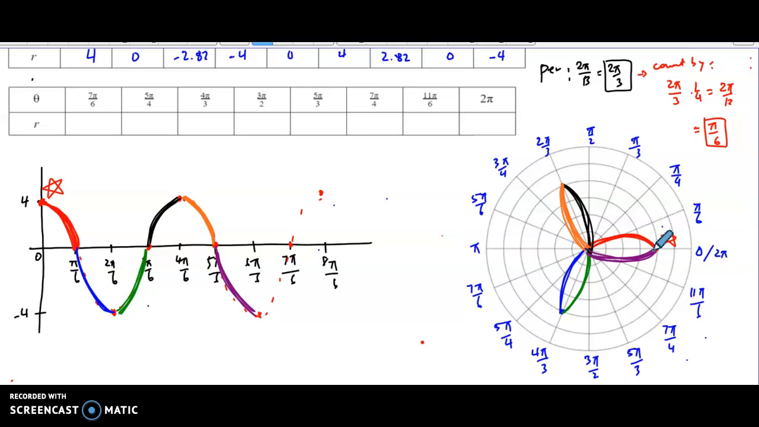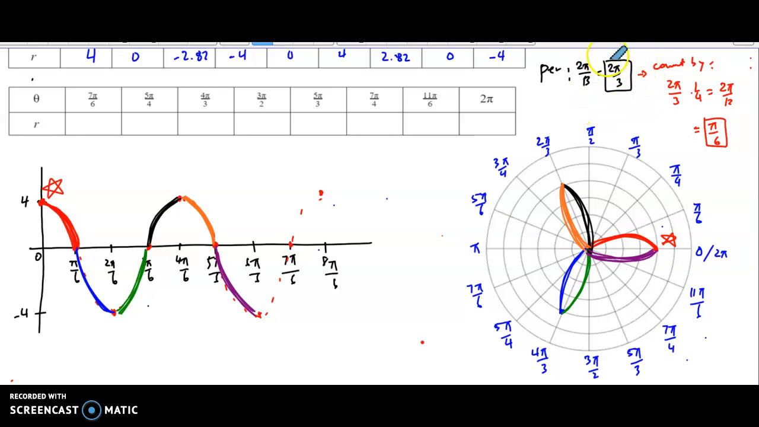Alright, so that's a connection from the trig graph to the polar graph. That's what it looks like. Now how do you know when you're done? That's why I put a star. When you get back to the point where you started, you're done. Okay? So what does the period actually mean?